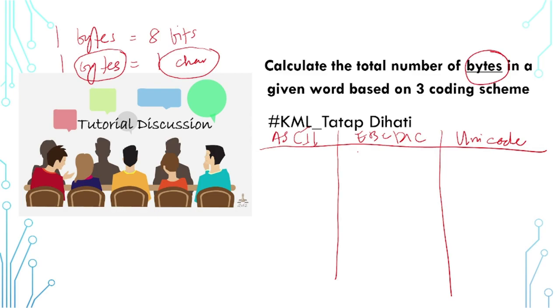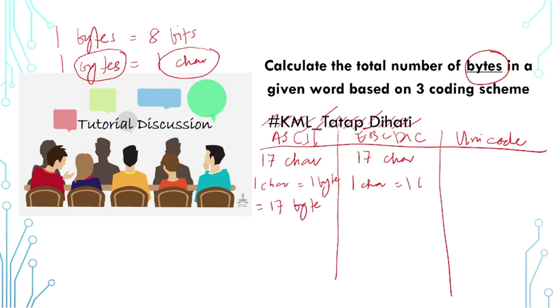Okay, how many character? How many character? So kalau kita kira 1, 2, 3, 4, 5, 6, 7, 8, 9, 10, 11, 12, 13, 14, 15, 16, 17. So dia ada 17 character. Okay, 17 character. So, bila kita tahu 1 byte equal to 1 character atau 1 character also equal to 1 byte. So, the answer is 17 byte. So, sama juga EBCDIC, kita tahu, okay, 1 character ini mewakili 8 bits. Jadi, EBCDIC ada 17 character. Okay. Jadi, one character equal to one byte. Okay. And then, in byte, your answer is 17 byte.